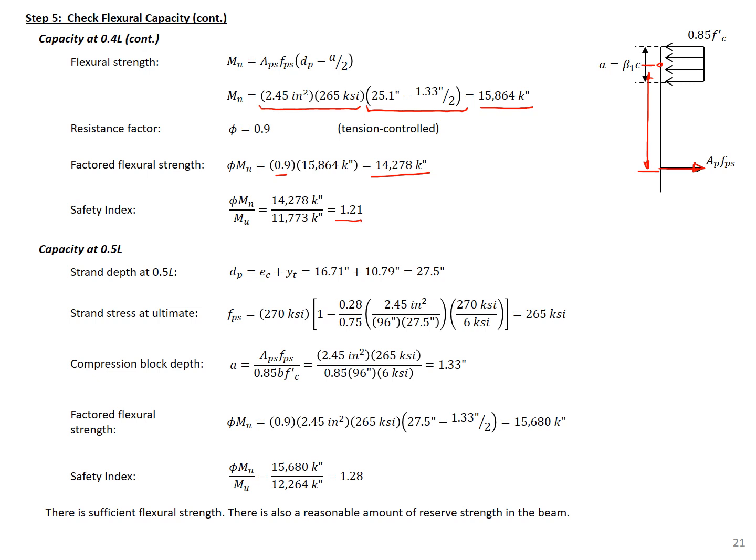We can do the same thing for our 0.5 length, so midspan. We can solve for phi Mn and we can find a safety index of about 1.28. So you can see here we have sufficient flexural strength. So our beam checks our flexural capacity.